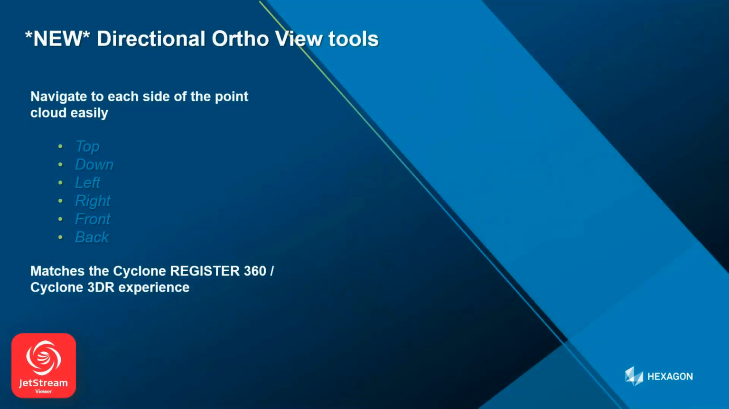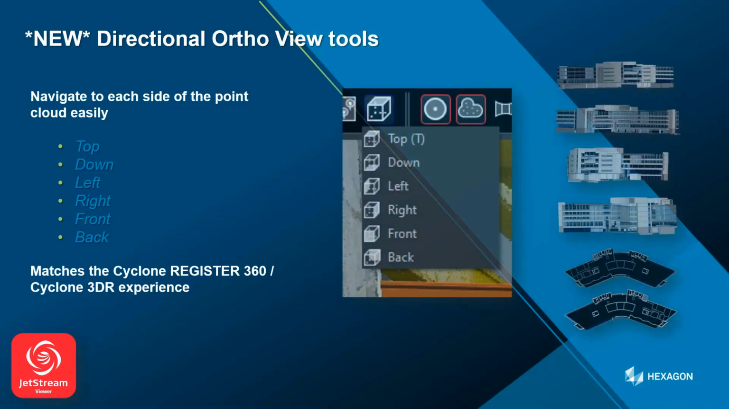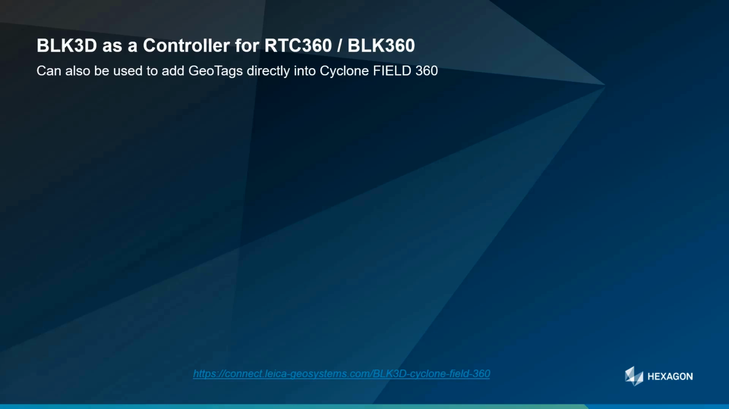We've also added some directional orthographic tools, so similar, in fact, almost identical to what you would see in Cyclone Register 360, for example, or even in Cyclone 3DR, using exactly the same icons. We can now very quickly jump to top, down, left, right, front, back from within the menu bar. So that just matches the experience that you'll see in other parts of the product portfolio.